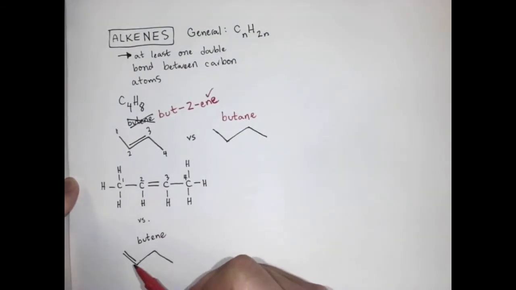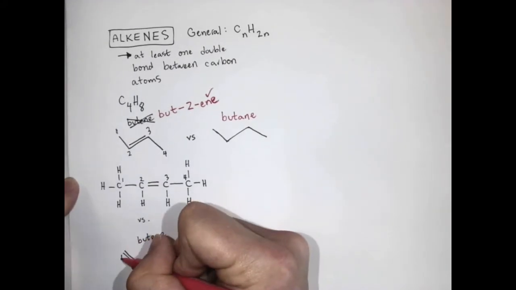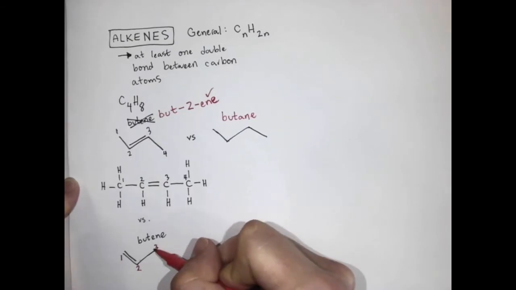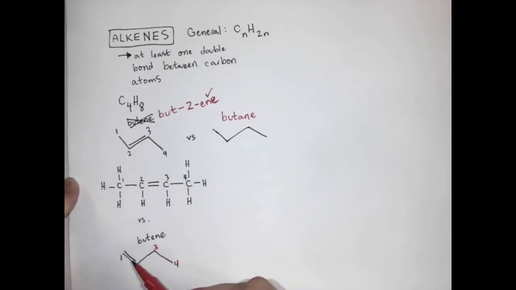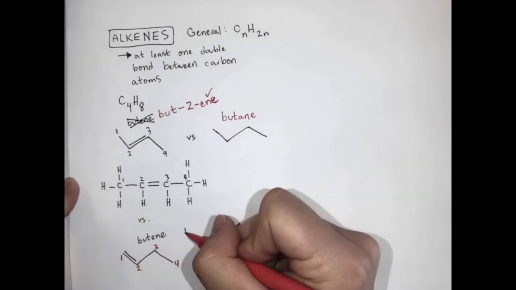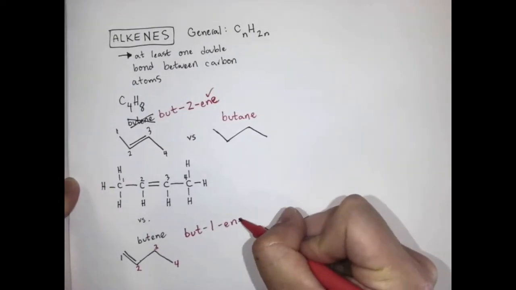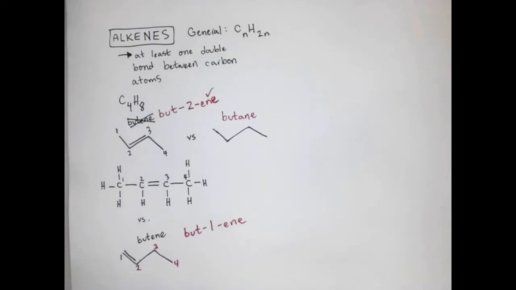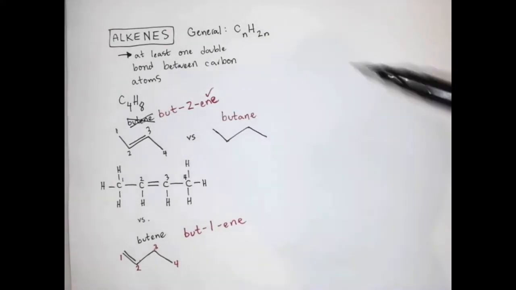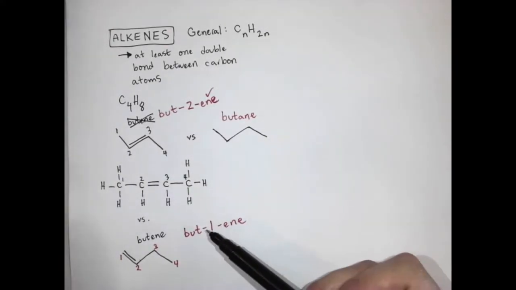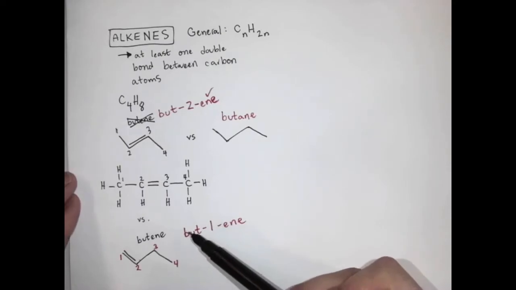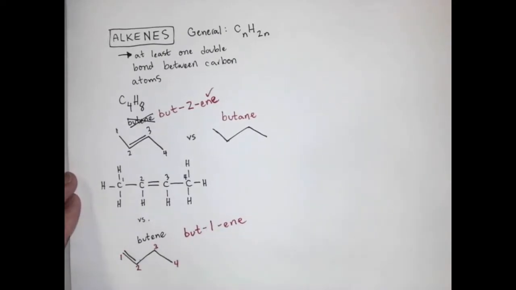With this molecule down here, I still have a 4-carbon chain, except where does the double bond start? It starts at carbon 1. So this is not bute-2-ene. This is called bute-1-ene. All right. So you need to really pay attention to where the double bond occurs, starting with carbon chains that have 4 or more carbons.